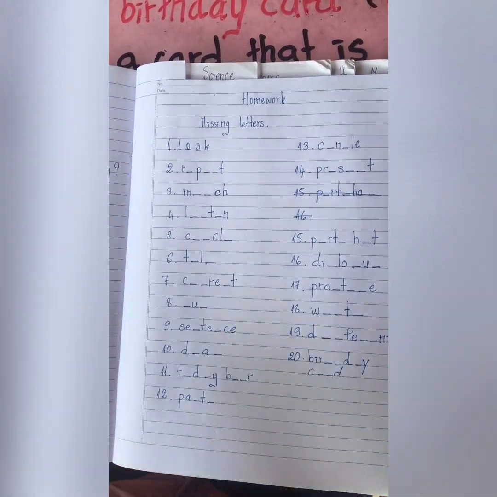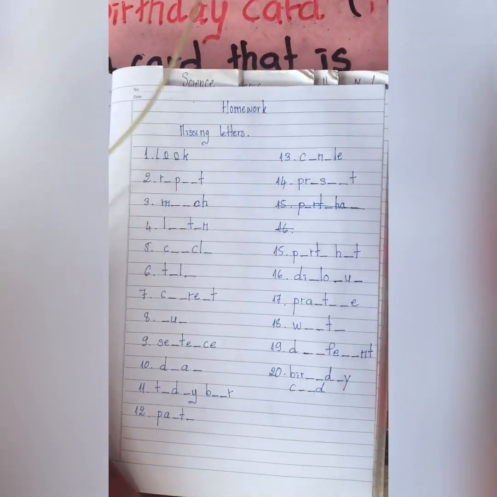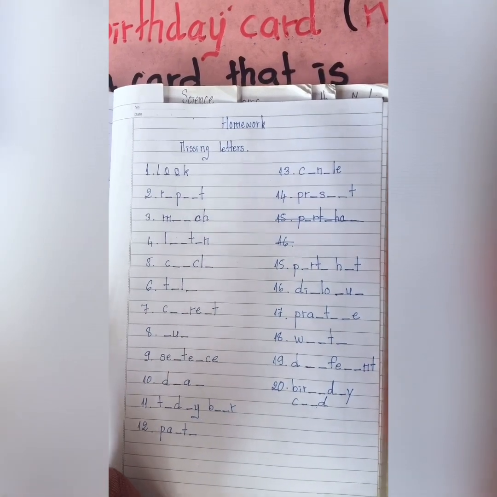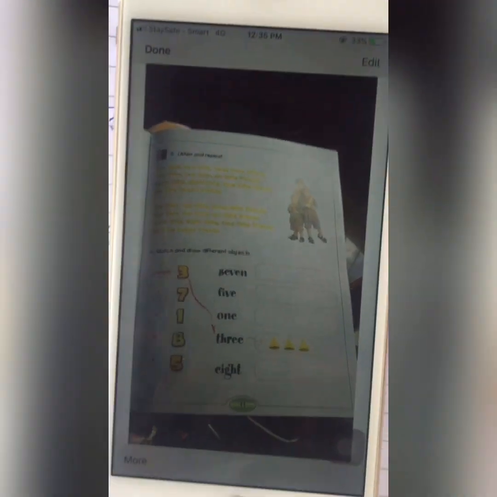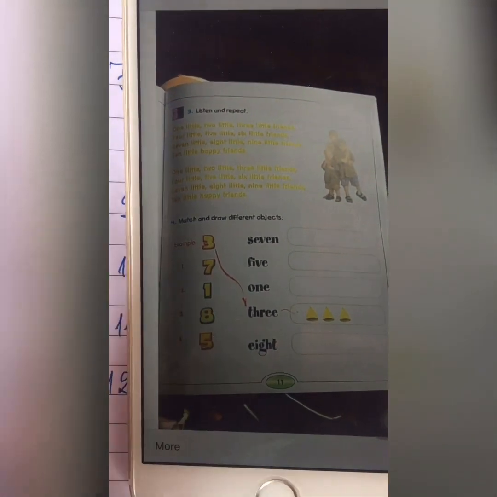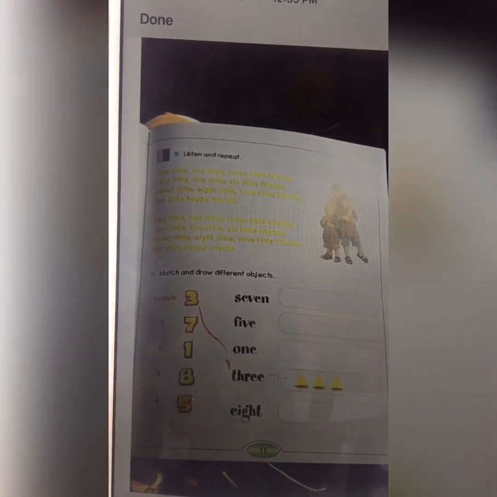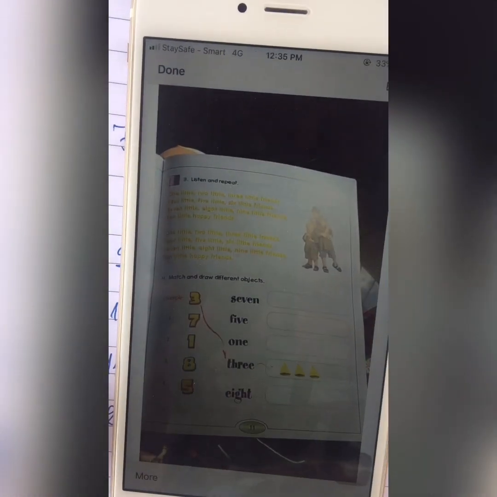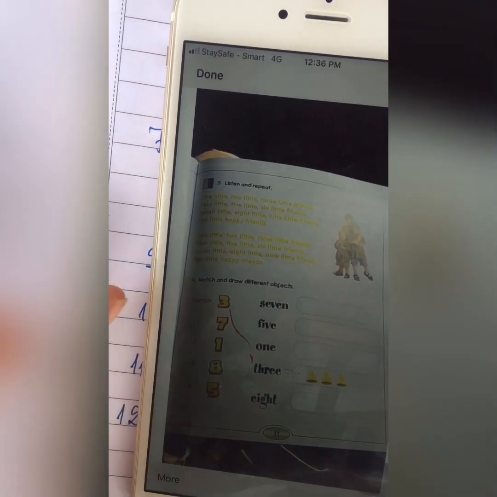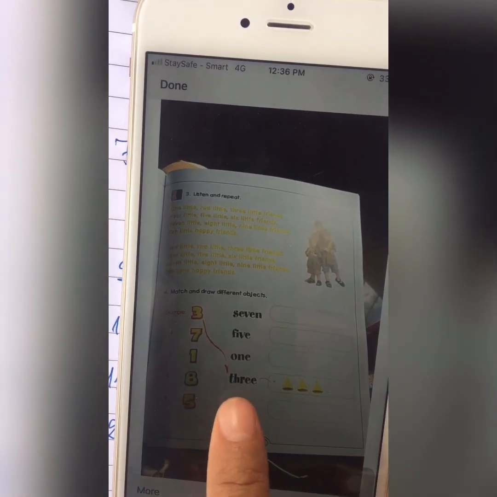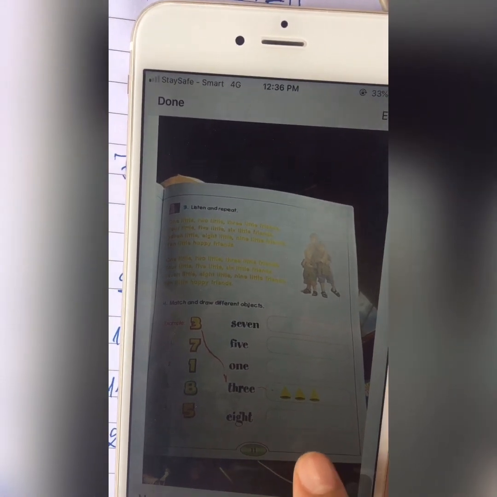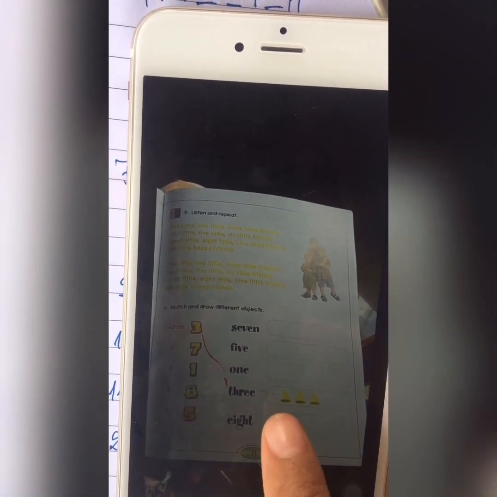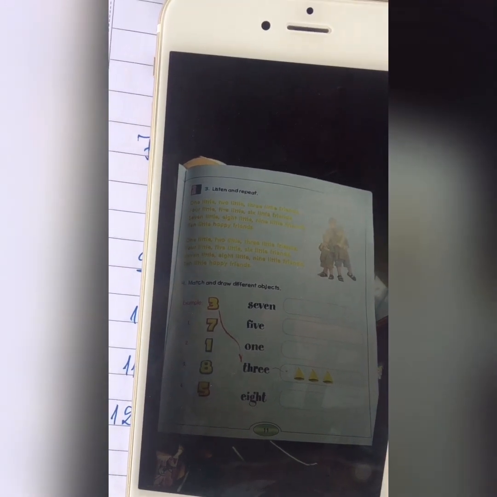So please do it. And the second homework, I want you to go to page 11. The first one, exercise 3, listen and repeat. Exercise 4, match and draw the different objects, okay? So, for example, number 3 here, and this is the word of number 3. And also draw. This you have to draw by yourself. This is made for you as an example. So 3 is to draw the picture of 3, okay, everyone? So please do it and see you on Monday, everyone.